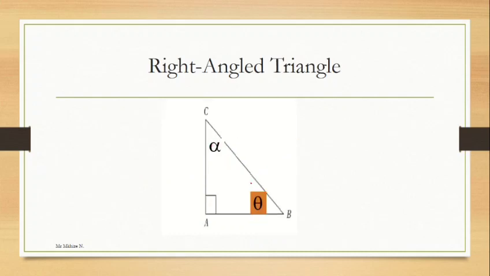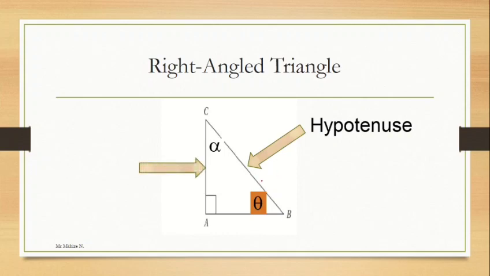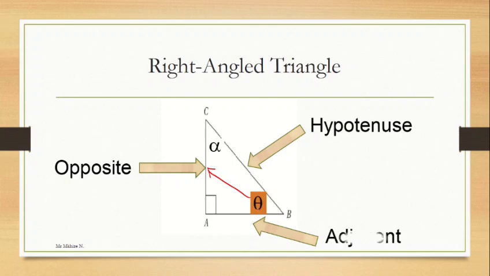Now of course if we change the angle of focus, so now we are focusing on theta, the hypotenuse will remain the same because it is the side that is opposite to the right angle. So this will be your hypotenuse. But then this side, which is AC, will now be your opposite side. Why? Because it is opposite to angle theta. And then the remaining side will now be your adjacent side.